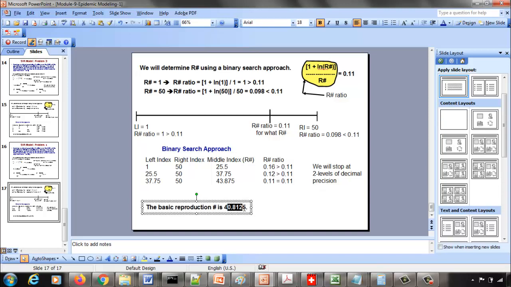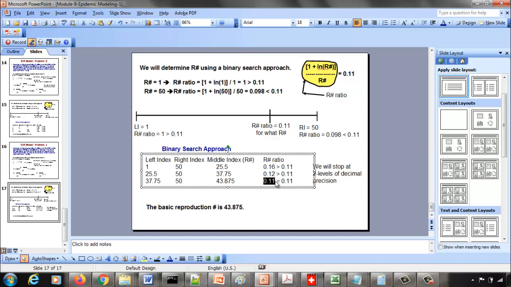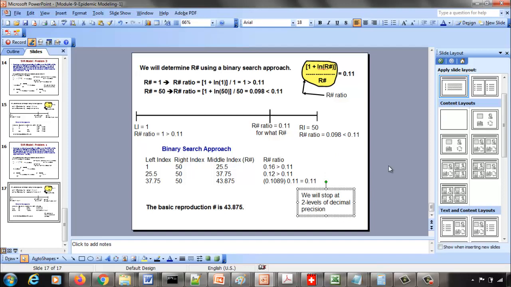So this is going to be 43.875. So if you're going to use 2 levels of decimal precision, you can stop at 0.1089, and that is 0.11, two levels of decimal precision. So you have to round it to the nearest possible value. So okay. So the basic reproduction number is 43.875.